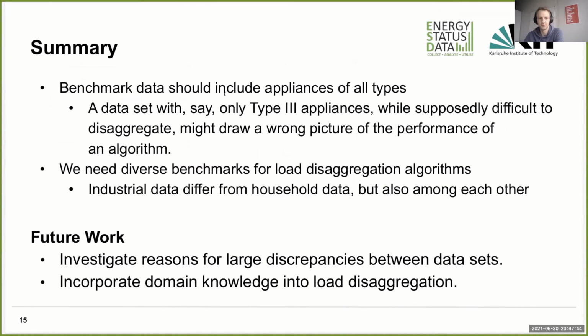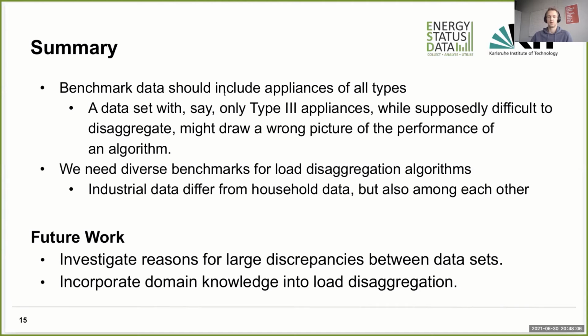So to sum up our presentation, what we observed is that benchmark data should include appliances of all types. And as Pawel already pointed out, a dataset with, say, only type 3 appliances, which is, according to literature, difficult to disaggregate, can draw a wrong picture of the performance of an algorithm. And from this, it also follows that we need diverse benchmarks for load disaggregation algorithms.